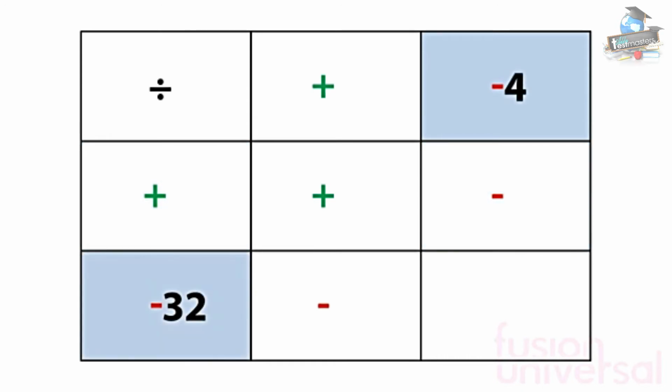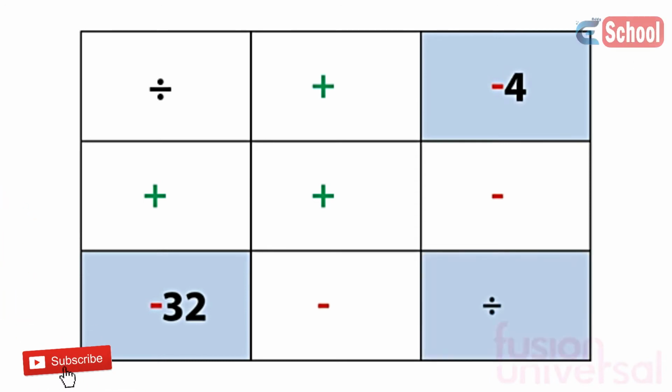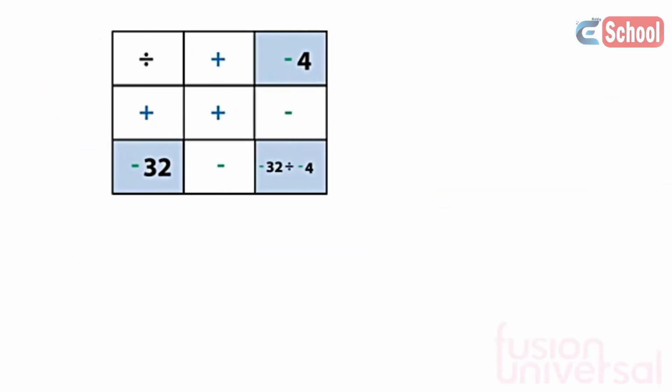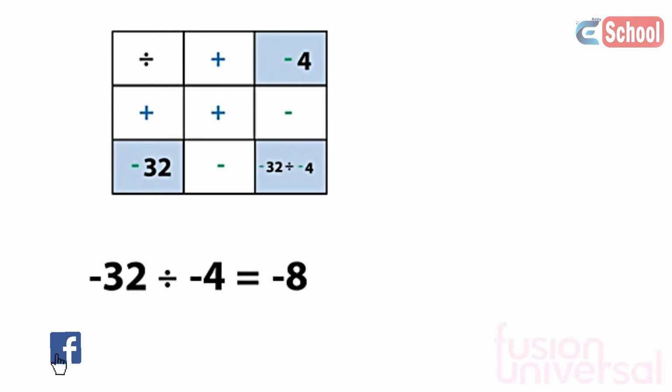Finally, let's finish off our pattern by looking at a negative divided by a negative. Negative 32 divided by negative 4. Let's see what this could be. You might think that the answer is negative 8.